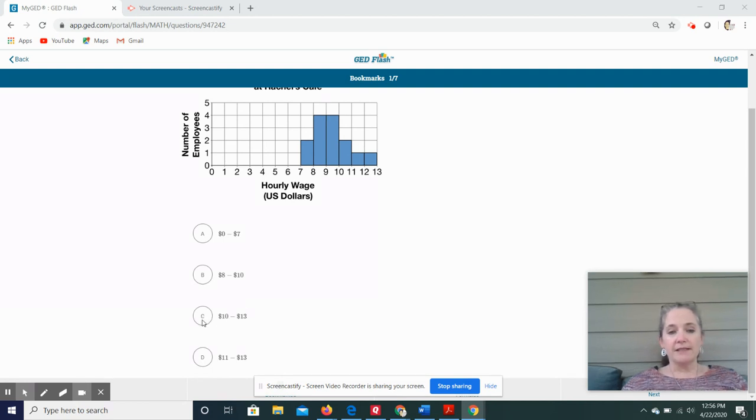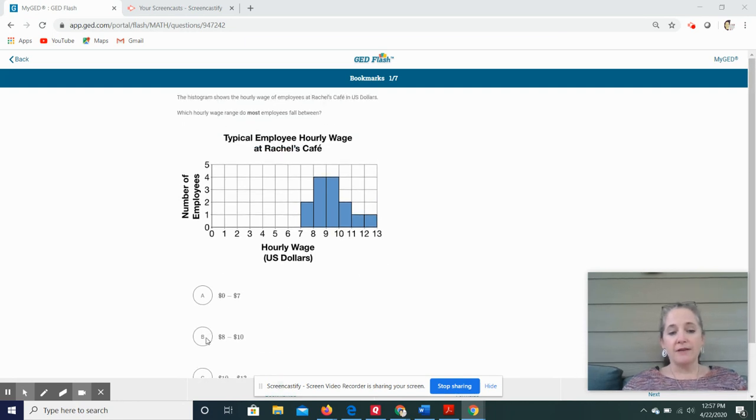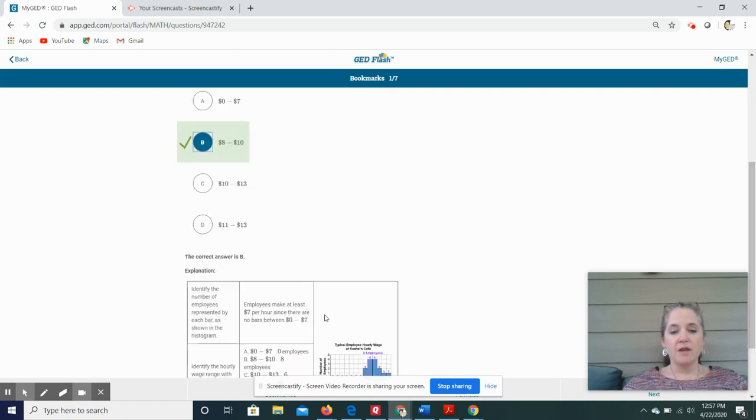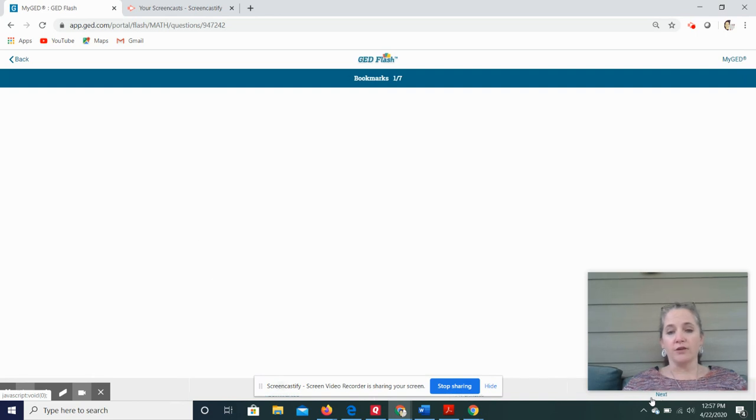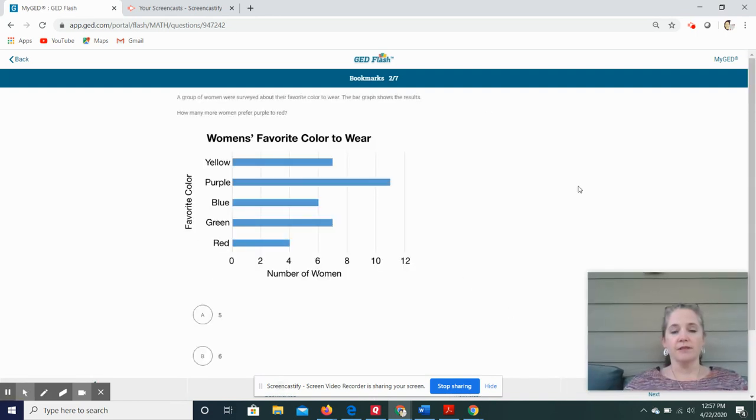But let's check. C, the answer is 10 to 13. So from here to here, you've got 2, 3, and 4. Well, 11 to 13 has got 2, 1 and 2. So B is definitely our correct answer on that. So let's go ahead and do that. And before you work each of these, before I talk about them, it would be a good idea for you to pause it and work it on your own before you listen to my explanation.